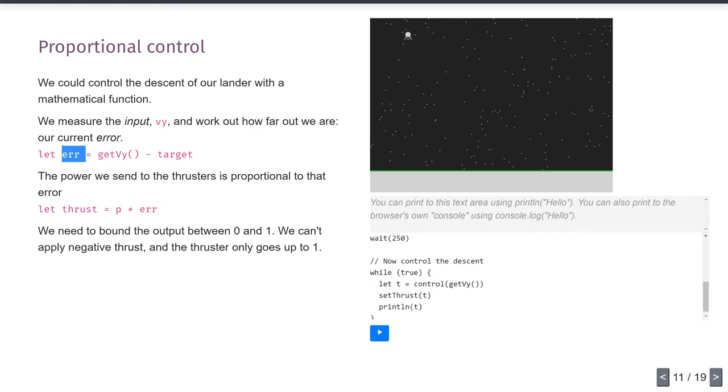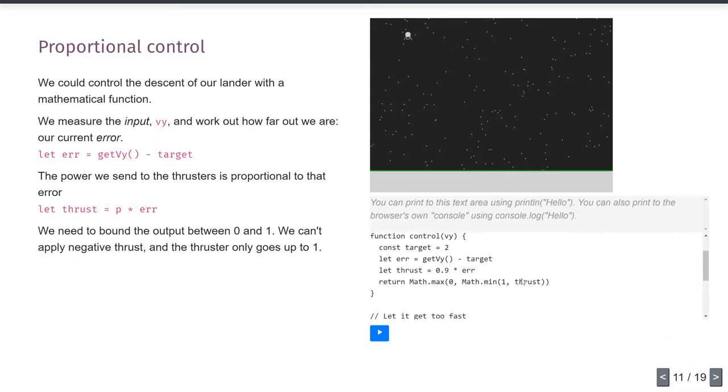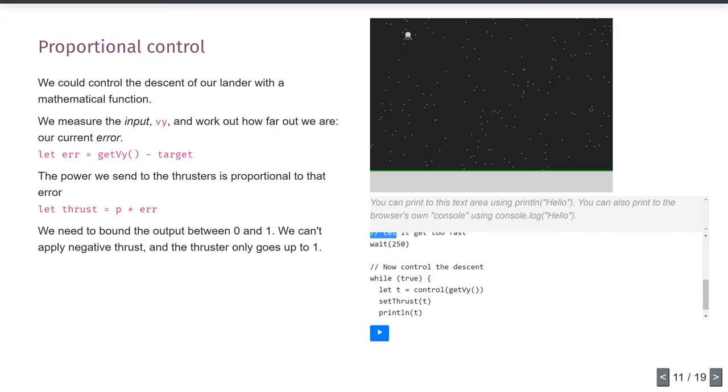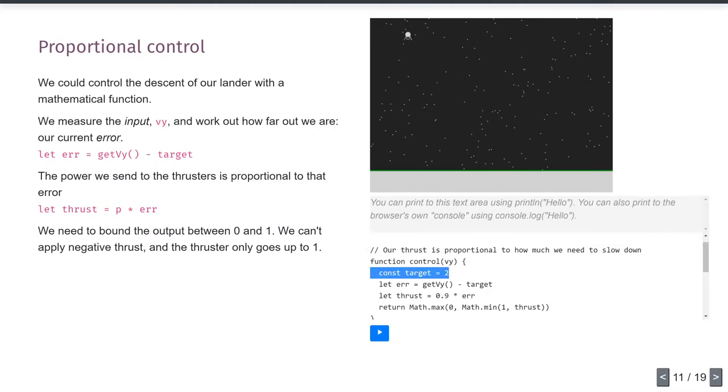Now, I've got the code over here for this. So we are just going to show the state, and that's just going to show our Vx, Vy, etc. This is our proportional control function. Whoops, sorry, accidentally scrolled it off the screen. So I've said that we have this target of our vertical velocity being 2 in the unit system that the simulation uses. We've said, well, we're going to get our vertical velocity and we're going to subtract that 2. So we've got how much faster than 2 are we going? Well, it's going to be negative if we're going slower than 2.